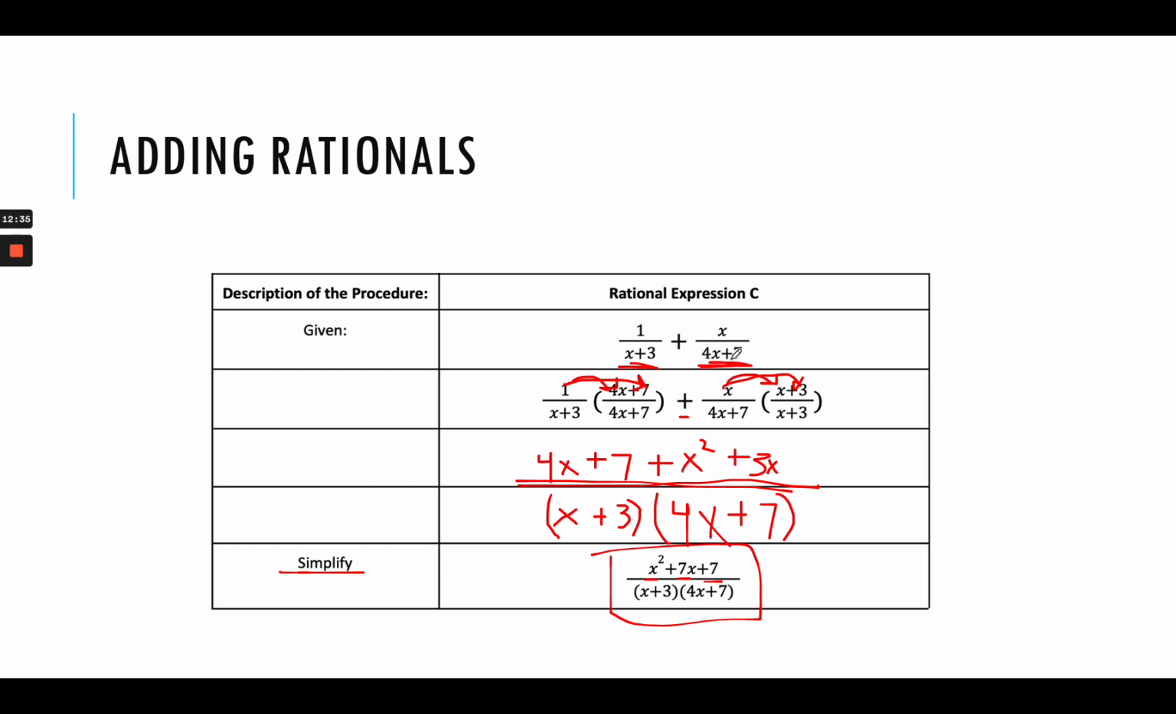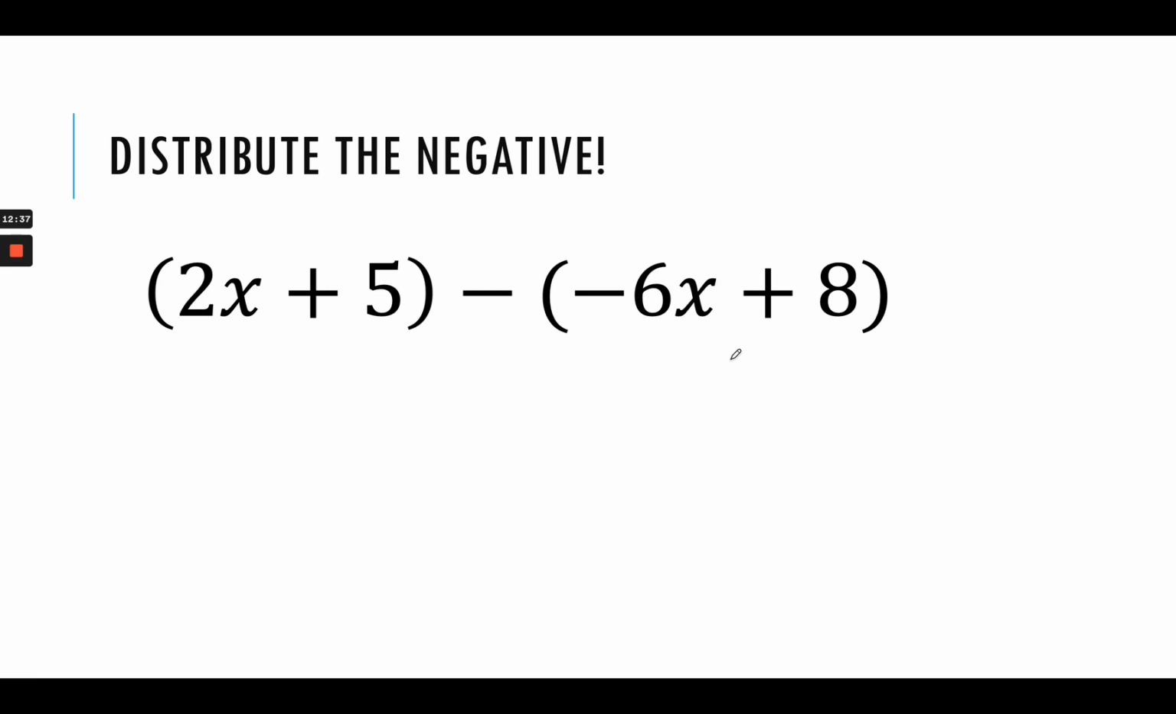Okay, we're going to move on to subtracting rationals, but before we do that, I want to review an idea. So here we have 2x plus 5 minus a negative 6x plus 8. Well, before we can subtract all of this, we have to distribute the negative, right? So our 2x plus 5 stays the same, but then we have this negative. So we're multiplying this negative times this negative. Well, negative times a negative is a positive.